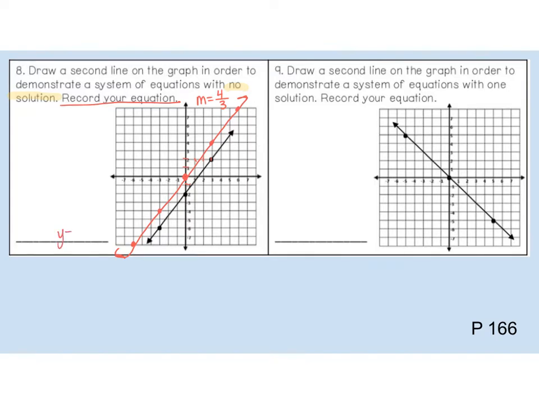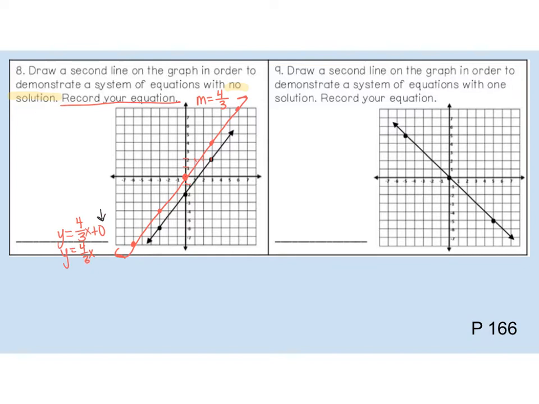y equals 4/3, because remember it has to have the same slope. And then what did I make my y-intercept? Well, I made it 0, so I can just leave it as plus 0, but y equals 4/3 x if I simplify it. But you could have put any y-intercept here, and as long as you graphed it appropriately, you would have gotten it right.